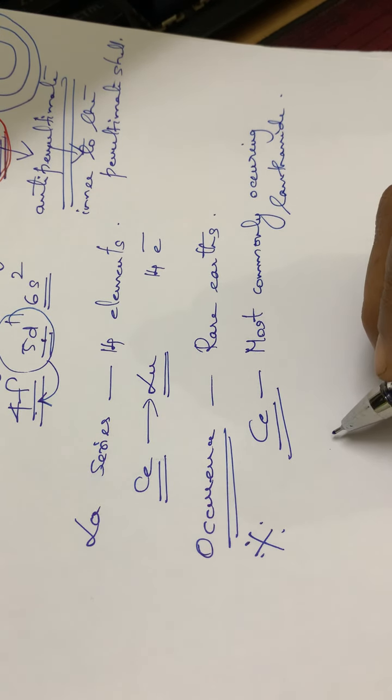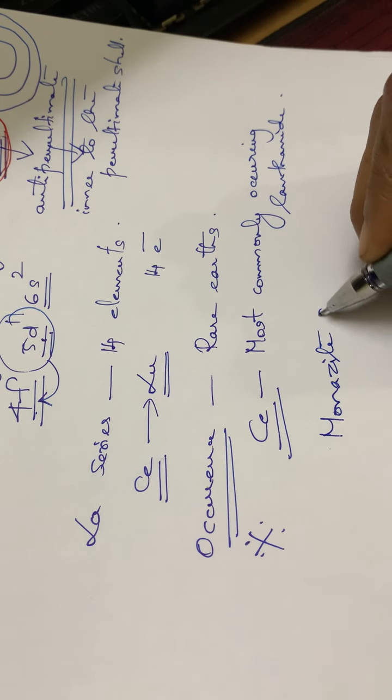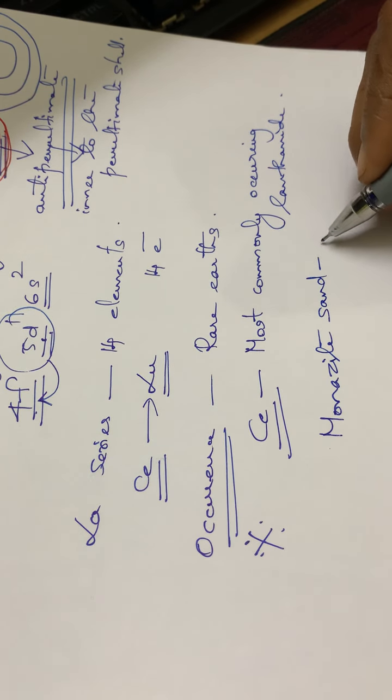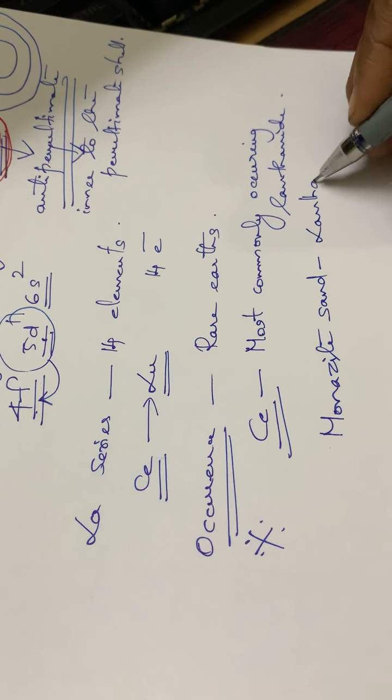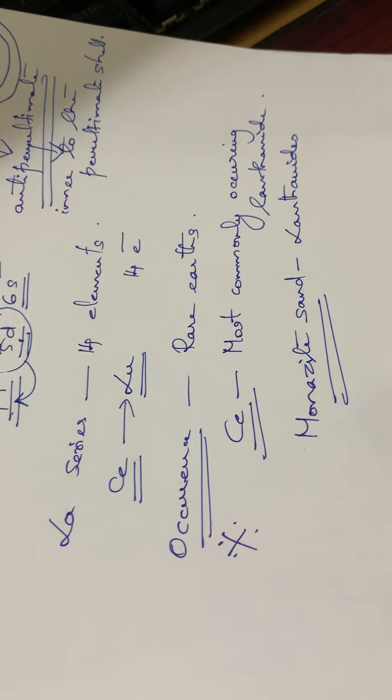Lanthanides are present in larger quantity in monazite sand. From monazite sand we can extract these lanthanides.